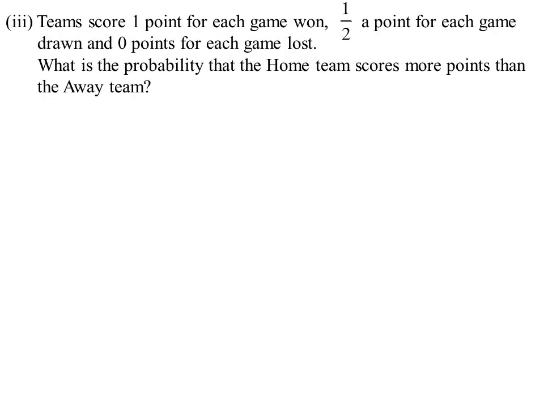Right, a team will score 1 point for each game won, half a point for a draw, 0 points for a loss. What's the probability that the home team scores more points than the away team? So what's the probability? You'd like to think it was a half, that they both got the same chance, but is it? Well, let's first calculate the probability of them getting equal points.